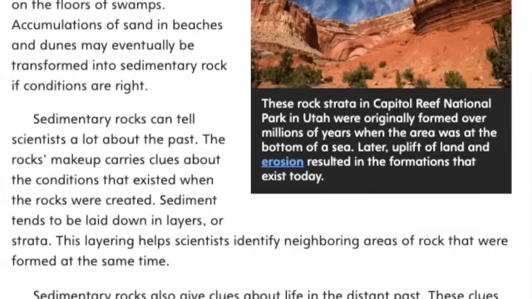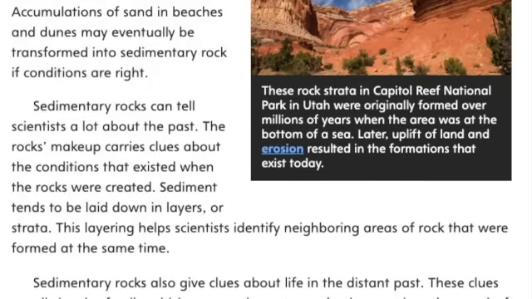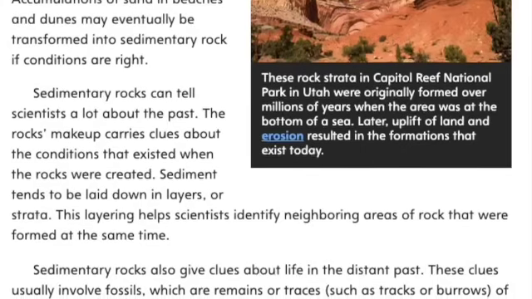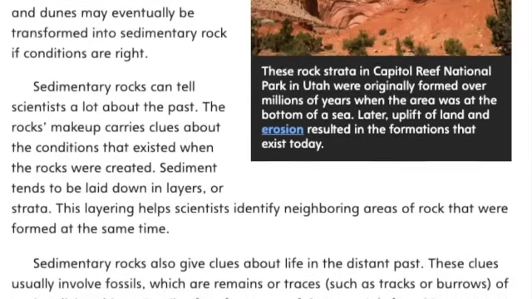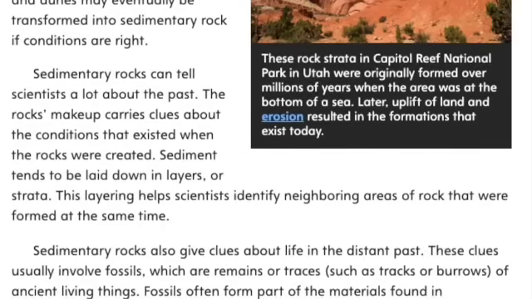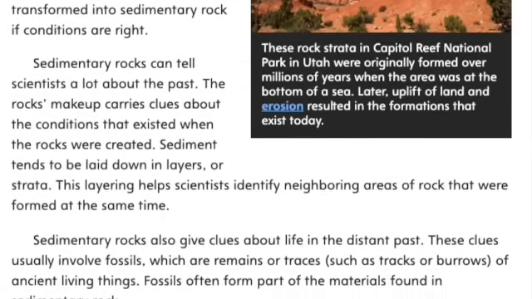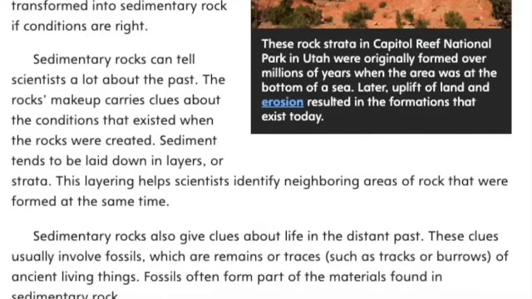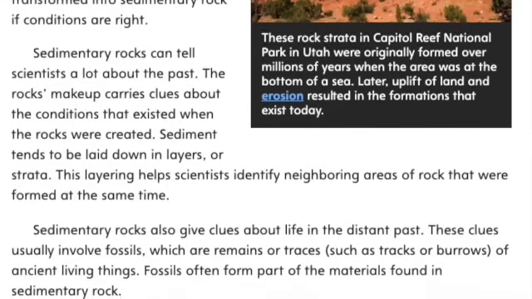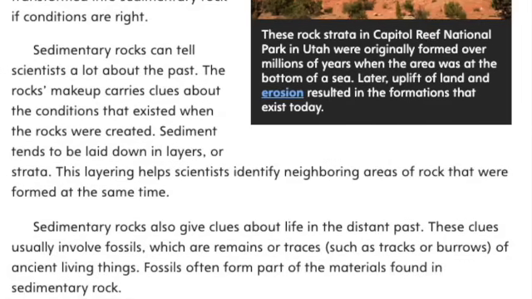Sedimentary rocks also give clues about life in the distant past. These clues usually involve fossils, which are remains or traces, such as tracks or burrows, of ancient living things. Fossils often form part of the materials found in sedimentary rock. These rock strata in Capitol Reef National Park in Utah were originally formed over millions of years when the area was at the bottom of a sea. Later, uplift of land and erosion resulted in the formations that exist today.